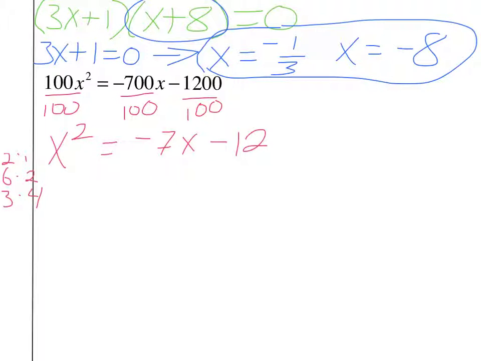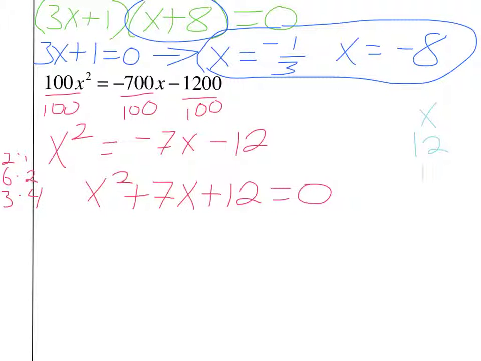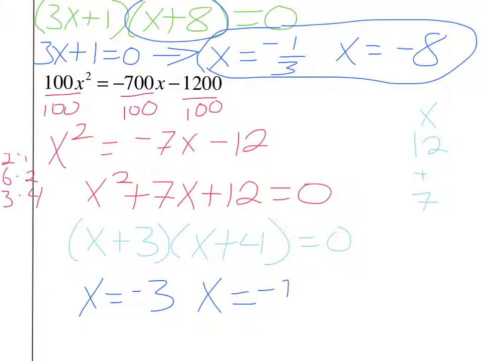Let's bring it all to one side. X squared plus 7x plus 12 equals 0. And I'm going to look for two numbers that multiply to get 12 and add up to get 7. It's going to be x plus 3, x plus 4 equals 0, x equals negative 3, and x equals negative 4.